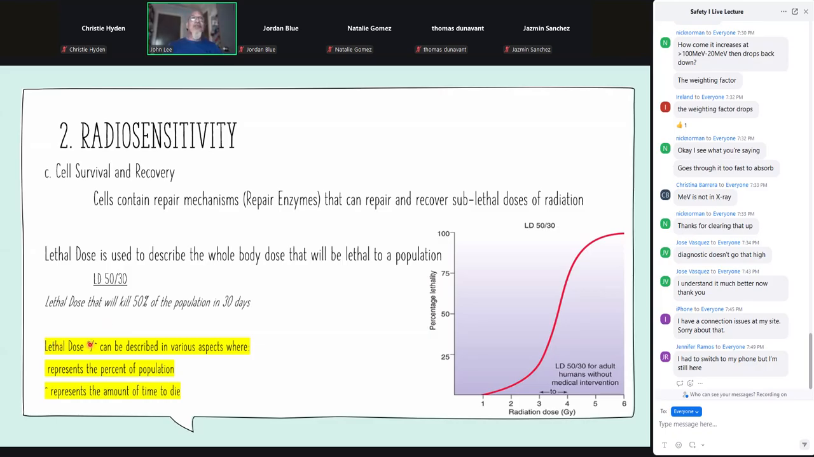So the first number represents the percentage of the population, and the second number represents the amount of time, the 30 days. So if this was LD 30/50, that would be 30% of the population in 50 days. That's how you would read that. All right. So it's important to note that the percentage is first and it's to the number of days.